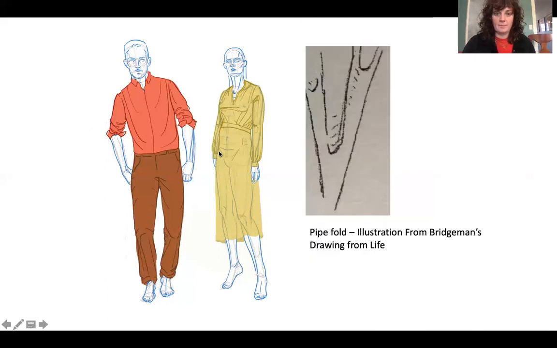And I'm also going to add the sleeves here because we're going to see a similar kind of fold happening on each one. So what we're looking at here, what I've drawn, is a pipe fold. And this is the kind of fold that you'd encounter in a dress. This would be a light flowy material with a good amount of volume of fabric.